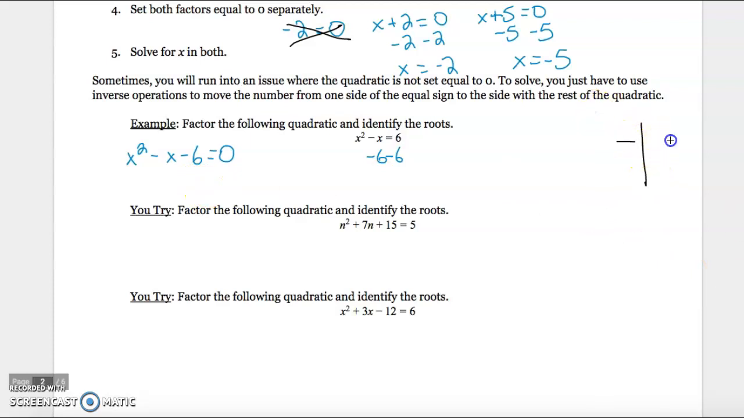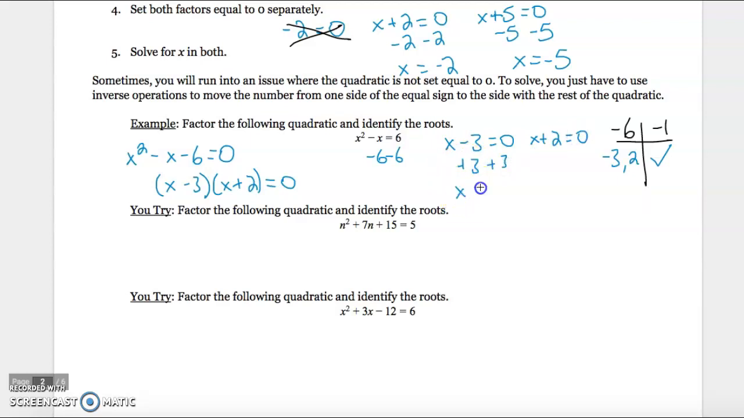So you're figuring out what multiplies to negative 6 and adds to negative 1. Well, that would be a negative 3 and a positive 2. So then I get x minus 3 and x plus 2 equals 0. And so then I separately take those factors, set them equal to 0, and solve. Plus 3, so x equals 3 is one of my solutions, or one of my roots. And then minus 2, x equals negative 2 is my other one.